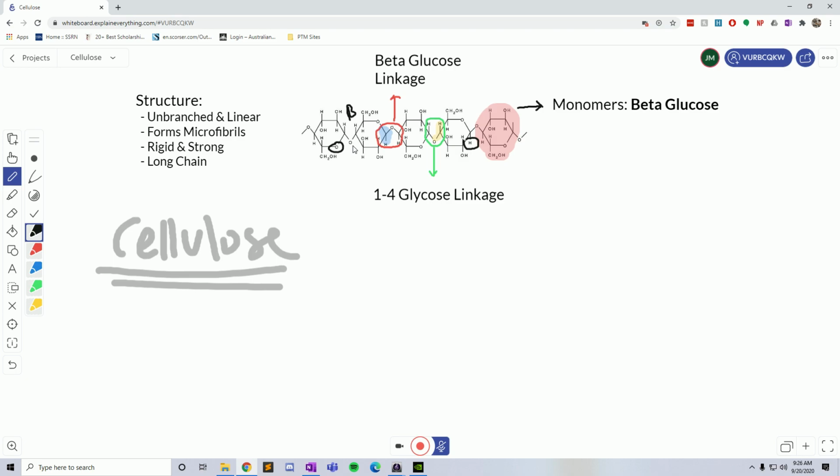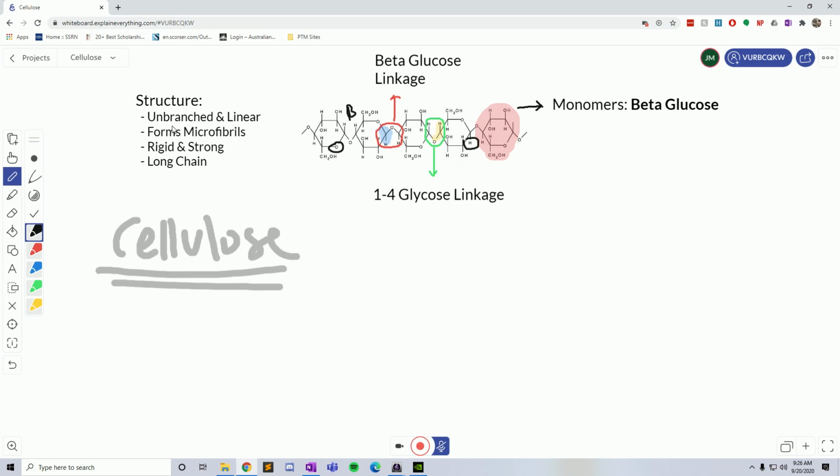And there's also a 1,4 glycosidic linkage, which is similar to amylose, amylopectin, and glycogen. And as a result of that bonding and that alternation, we have an unbranched and linear polymer that forms microfibrils. This also makes it rigid and strong, and it has an extremely long chain. It's longer than amylose, I believe. And so yeah, that's, I think, all we need to know in relation to amylose, amylopectin, and cellulose.